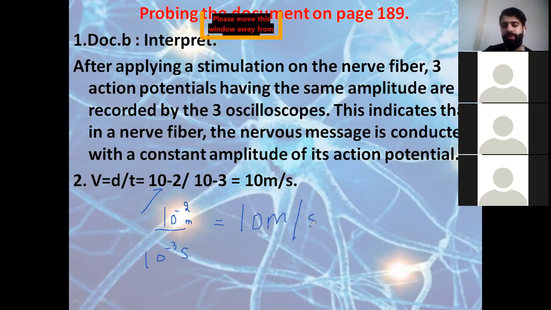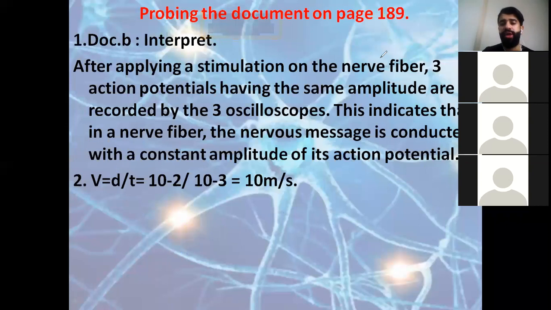How did I get 10 to the power minus 2? Since we have 1 centimeter, I convert it into meter, it's 10 to the power minus 2 meter. And then to move to the second, it's 1 millisecond, so it's equal to 10 to the power minus 3 seconds. This one you have to know.